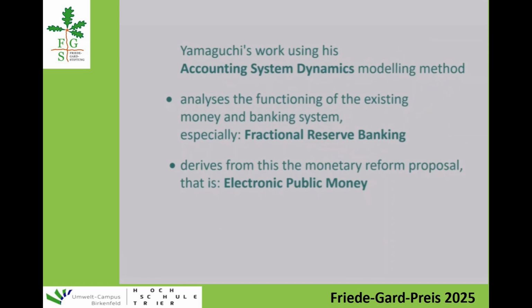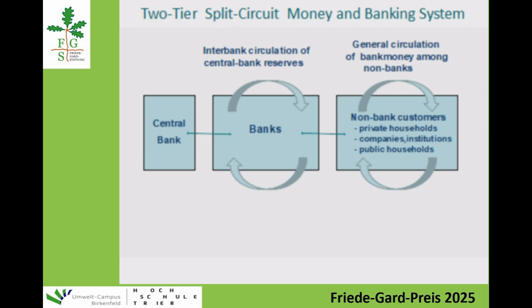The first tier in this system is the relationship between the central bank and the banks, and this is the interbank circuit. And the money used within that first tier consists of current account balances of the banks at the central bank. And these balances are referred to as reserves, or meanwhile simply as central bank money.